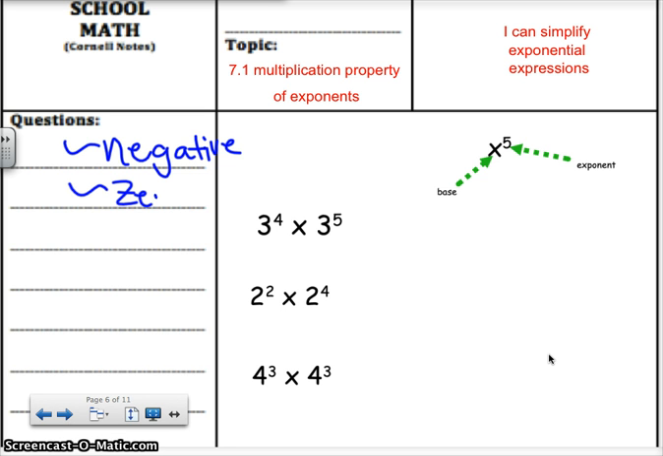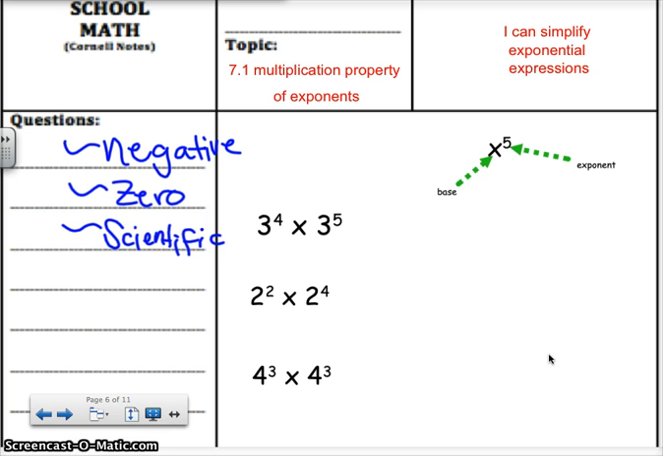We talked about zero exponents. Anything to the 0 power is 1. And then yesterday, we talked about scientific notation and how that exponent tells us to move the decimal, either to the left or to the right. Those are the 3 concepts we've covered so far.